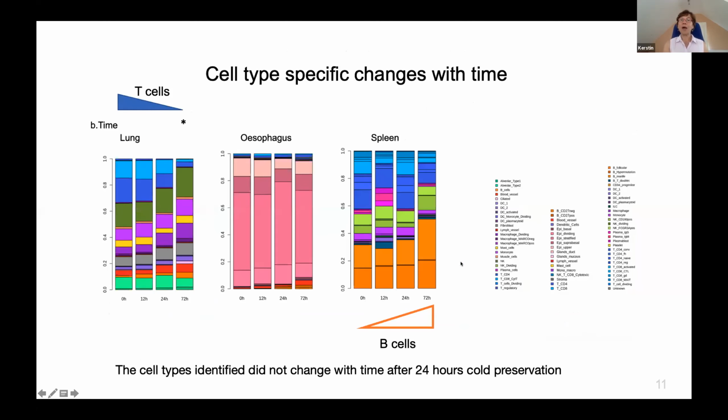We then asked whether the cell types that we retrieved change with storage time. And we found that over 24 hours, for none of the tissues we looked at was there a significant change, although clearly here there is a trend for a reduction in T cells that became significant by 72 hours. In spleen, B cells increased, but this was not statistically significant. So certainly within 24 hours, we believe that we get good representation of all the cell types that we can detect.